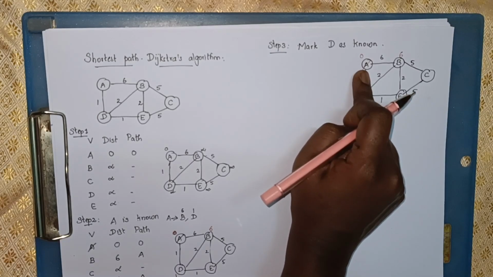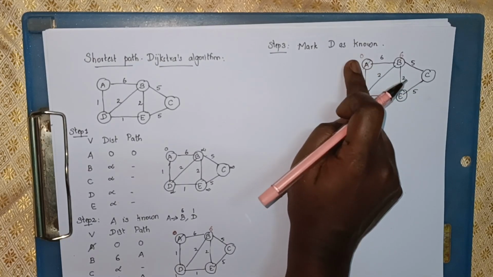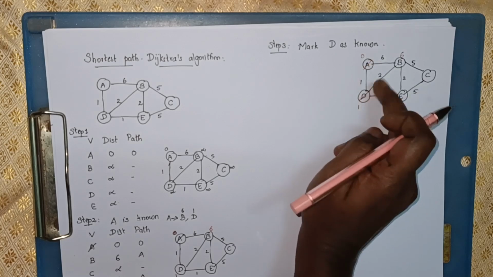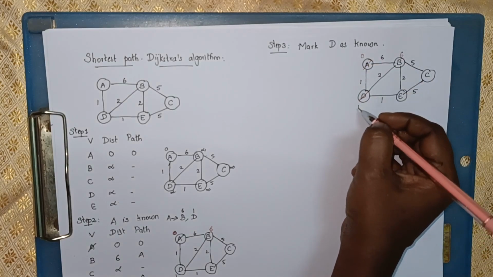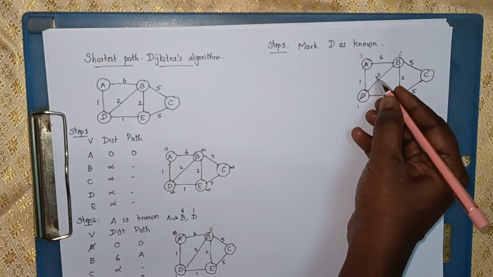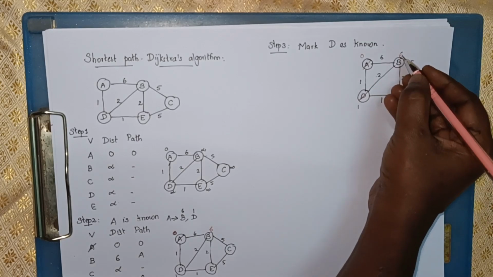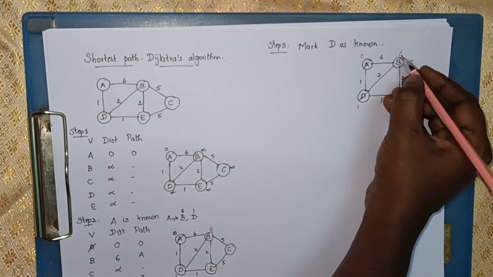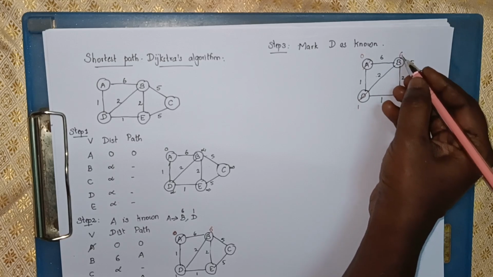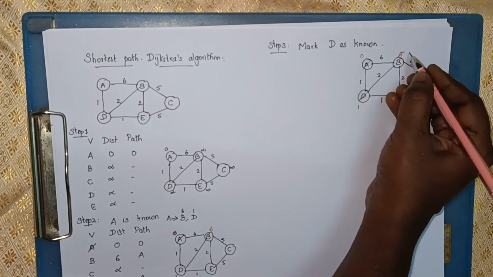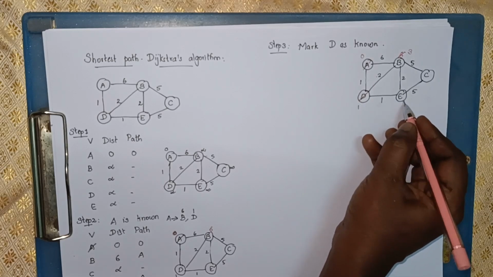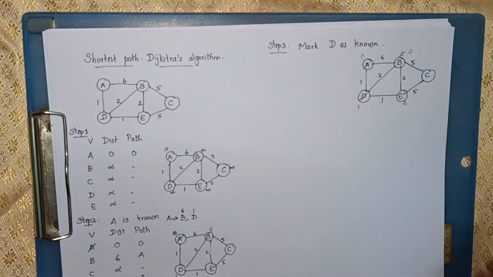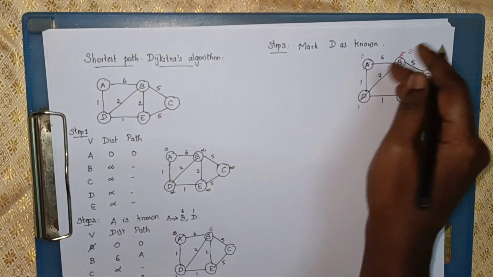A is an adjacent vertex, but it is already marked as known. So now we can't change the value. And next we are going to B. So now we are going to add the value 1 plus 2, that gives 3. Here the distance is mentioned as 6, but 3 is less than 6. So we are going to remove the 6 and change it into 3. Then 1 plus 1 is 2. Now we will make these changes in the table.